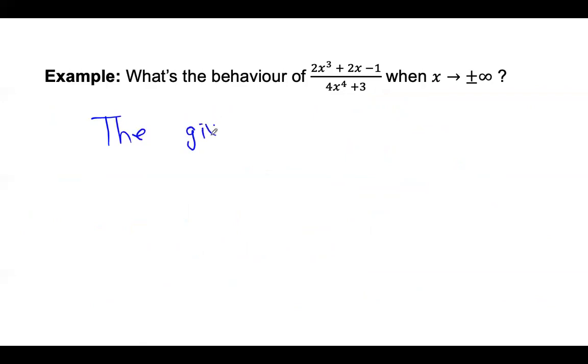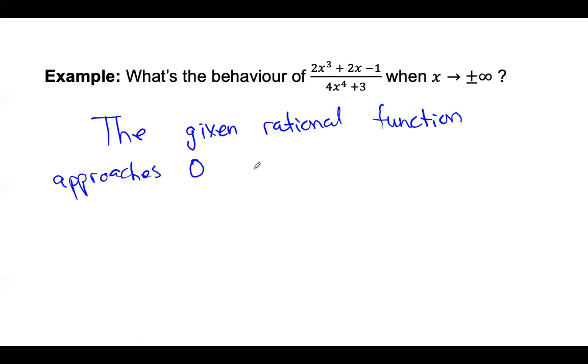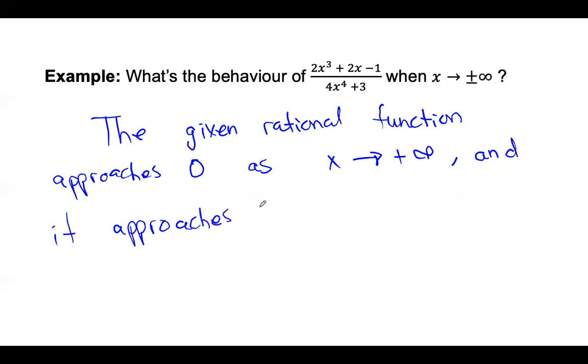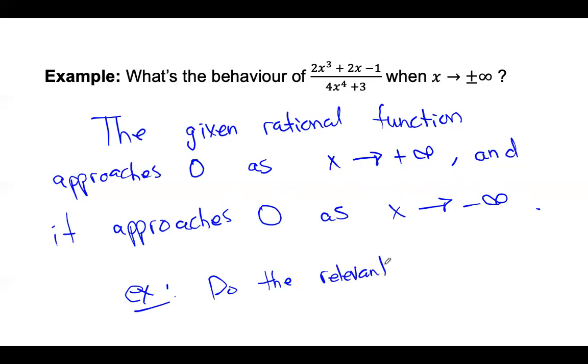So this given rational function approaches 0 as x goes to positive infinity, because you see the denominator would get larger. And it also approaches 0 as x goes to negative infinity. I'll leave it as an exercise for you to do the relevant work to obtain this answer on your own. We could do it in the seminar if you have any questions.